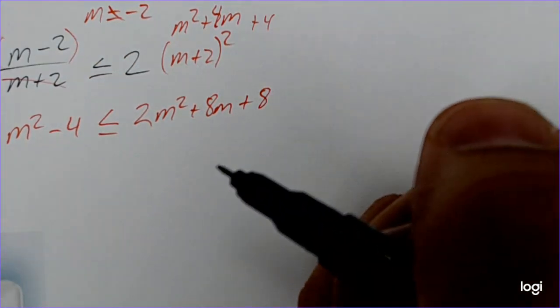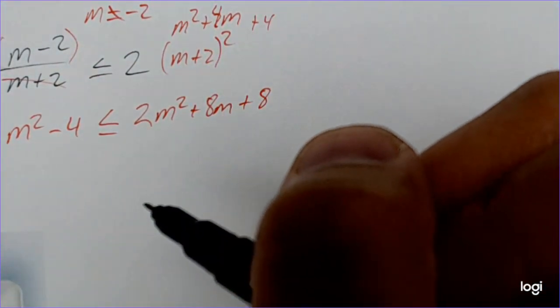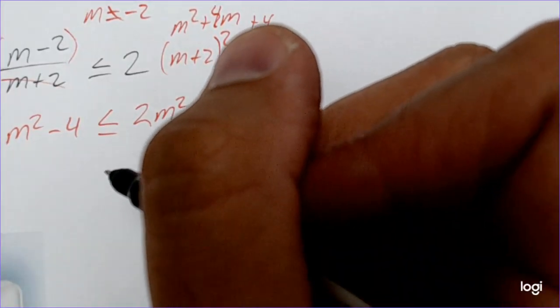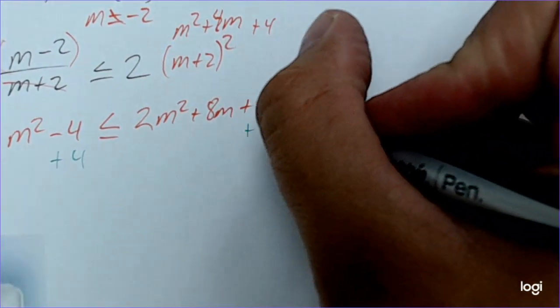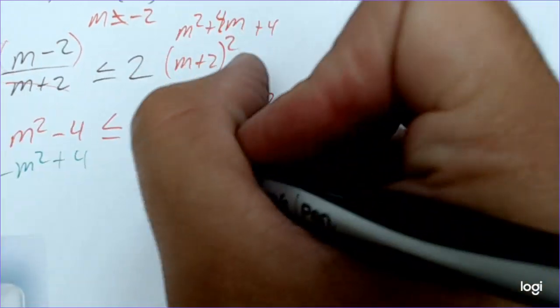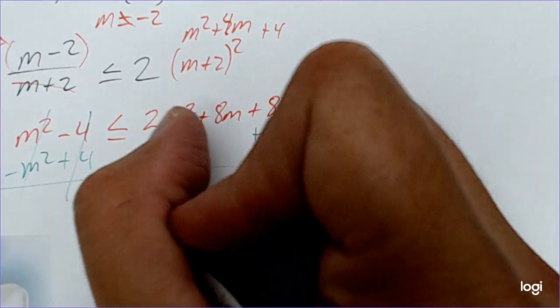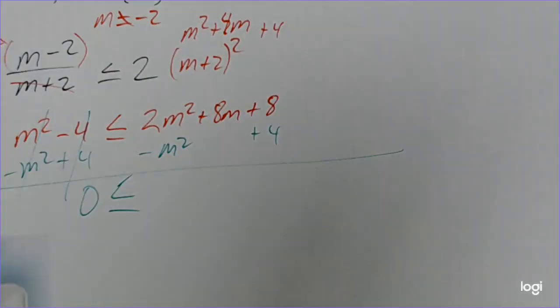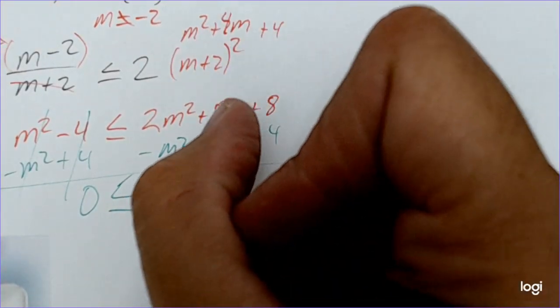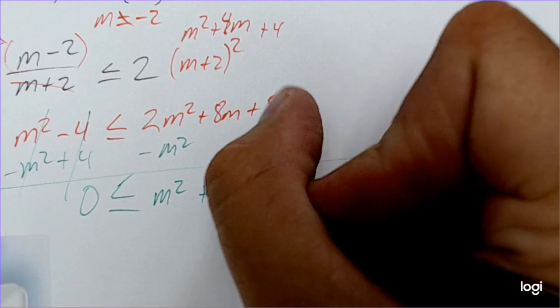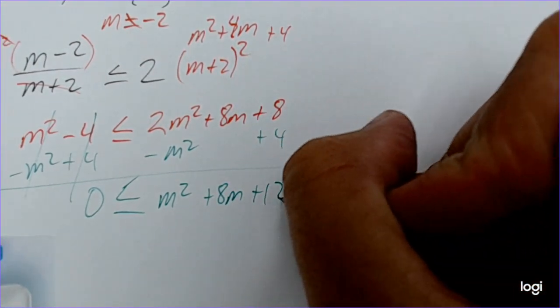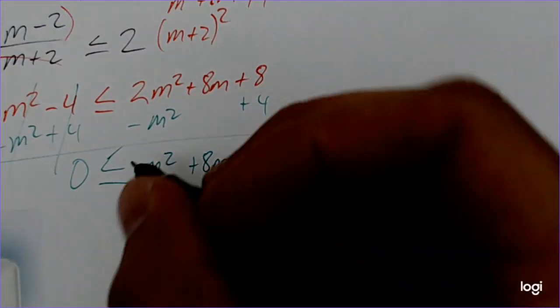Let's see here. Right. Setting this equal to 0. I'm just going to move everything to the right side. That'll be easier. So I'll add 4 minus m squared minus m squared. When I do all that, I've got 0 less than or equal to, let's see here, 2m squared minus m squared is just m squared plus 8m, and then plus 12. Cool. Now I'll factor this.